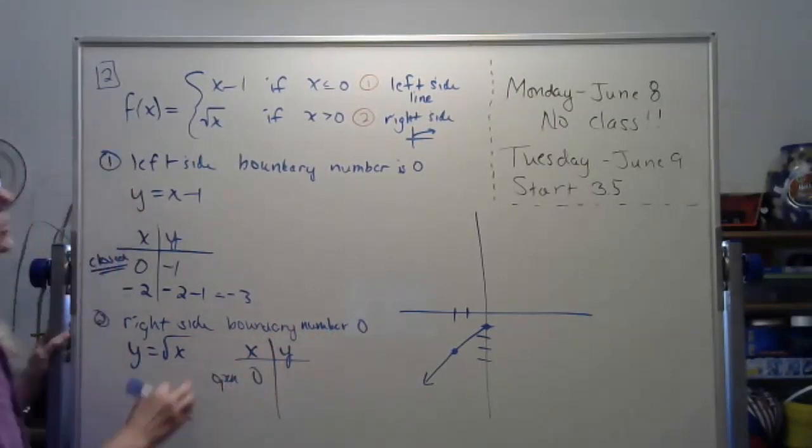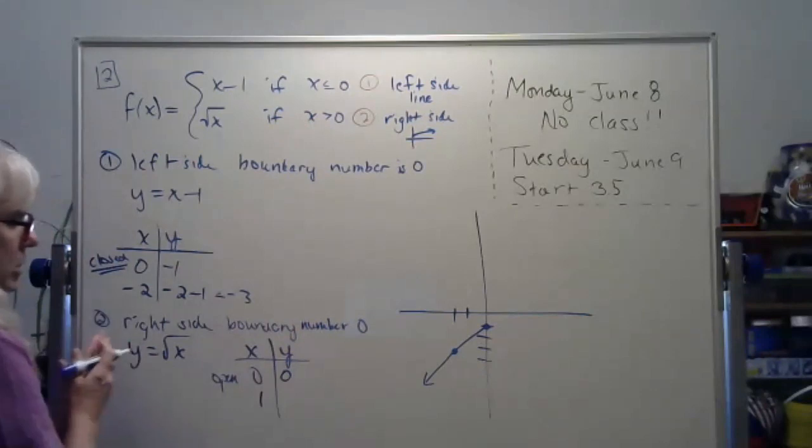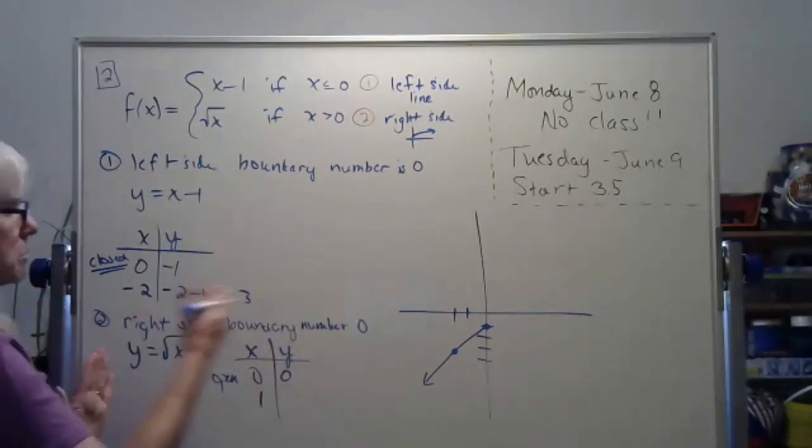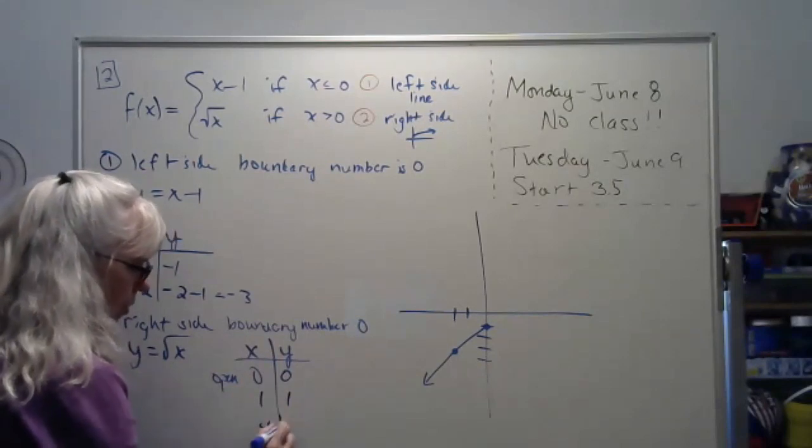And the reason it's an open circle is because the inequality says just use numbers bigger than 0, don't use 0. Well, the square root of 0 is 0. That was easy enough. Plug in a 1, and again, I'm going to the right, so I have to pick numbers that are bigger than 0. Square root of 1 is 1, and then I'll skip up to 4. Square root of 4 is 2.